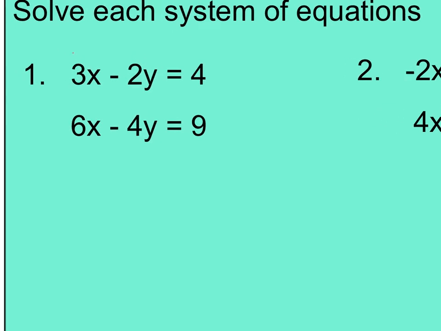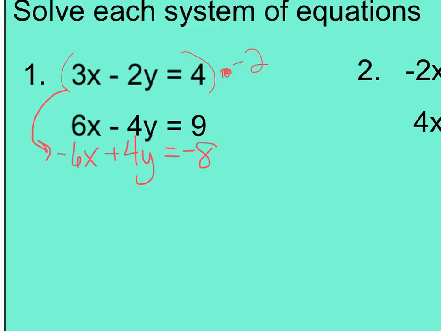We're going to multiply the entire equation times -2. Now, I'm going to write that equation right below. So the 3x becomes a -6x. The -2y, when I multiply that times -2, becomes a +4y. And then I multiply the 4 times -2, which is -8.